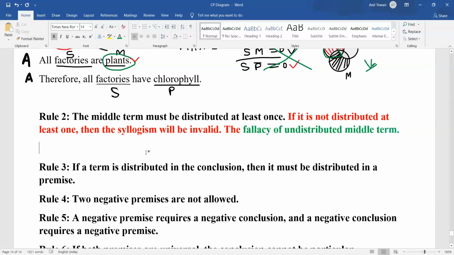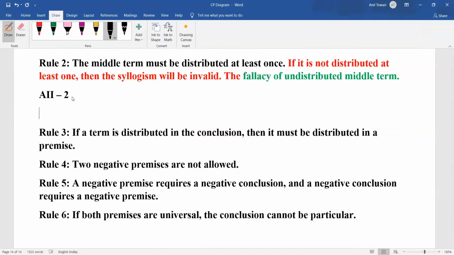Now, let us take an example. Let us take this example, AII2. So, you know figure 2. What is figure 2? The moment you come to know that this is the second figure, you can easily write the whole structure of the syllogism. Now look at the status of distribution.